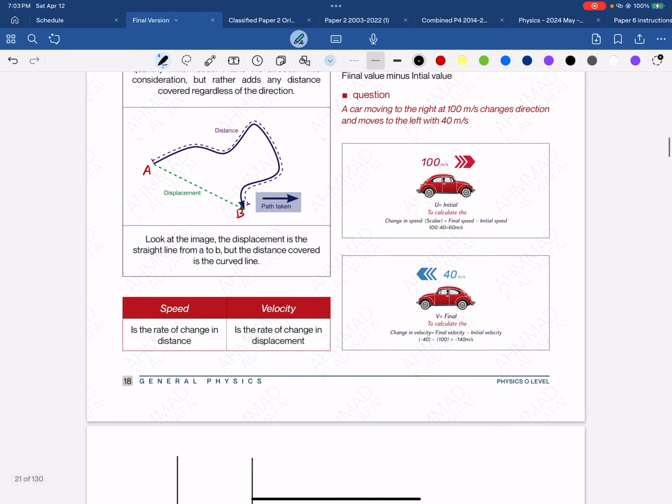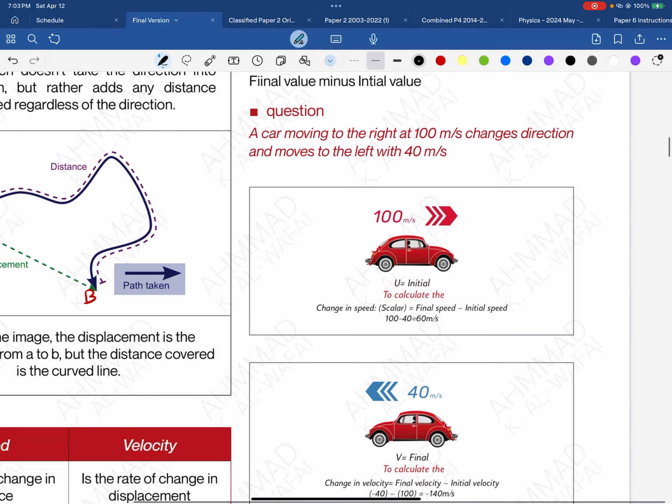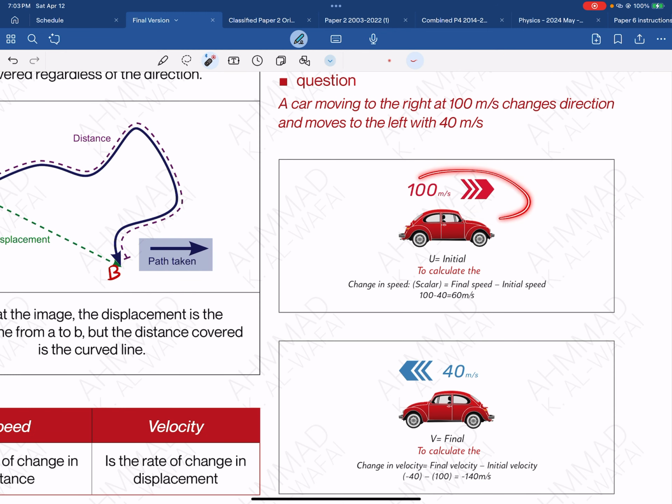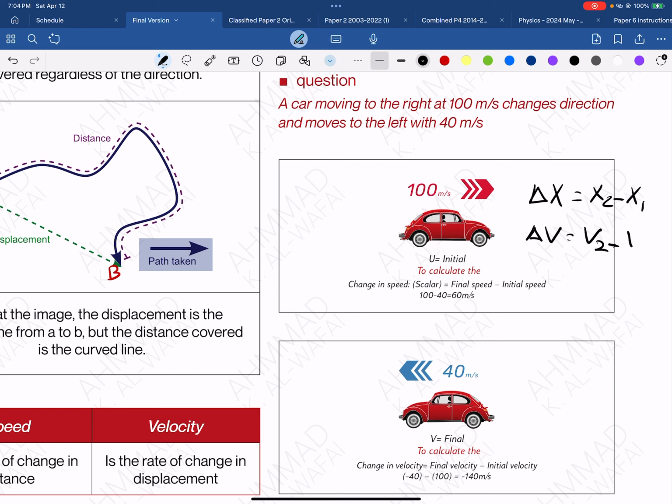Okay, now let's look at the difference between velocity and speed. So for example, this car was moving to the right with 100 meters per second, and then it changed its direction and went back with 40 meters per second. So to get the change in speed, it was going right at positive 100 and then it was back with a negative 40. When you get change, the idea of the word change, which is delta x, means x2 minus x1. So in this case, it's delta v. So that is v2 minus v1. You simply get the 60. So that was 100 minus 40, and therefore you get what?